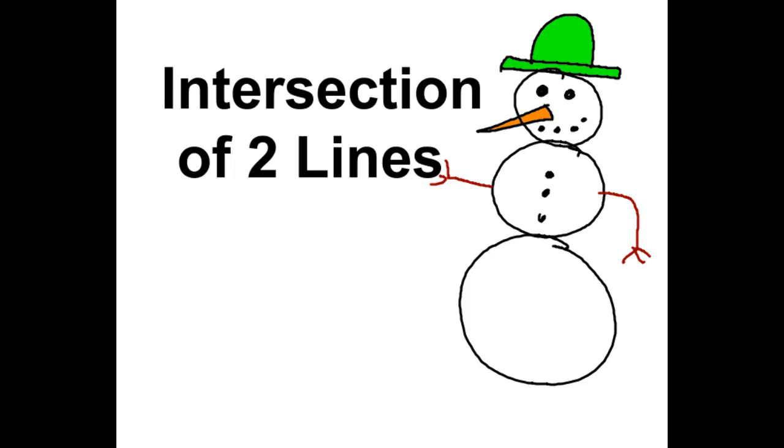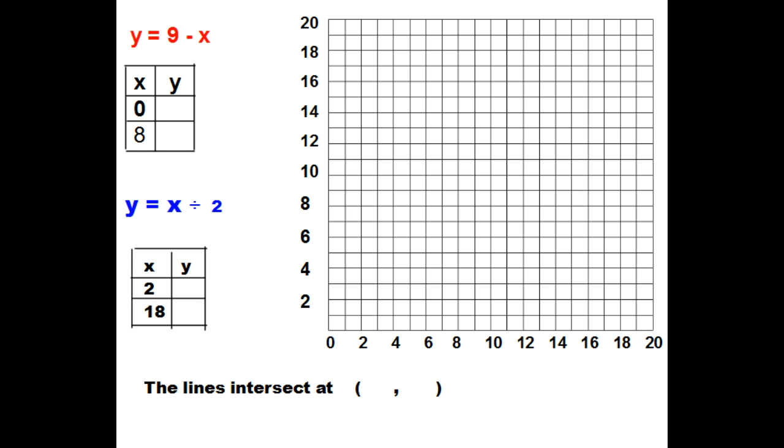Hello, this video is going to help you do the intersection of two lines. As you can see from our picture of the snowman here, this is our first virtual snow day makeup day. As you probably know, the intersection is where two lines cross, just like the intersection of two streets is where two streets cross. So this is going to be very simple to do. We're just adding a little bit of a step on.